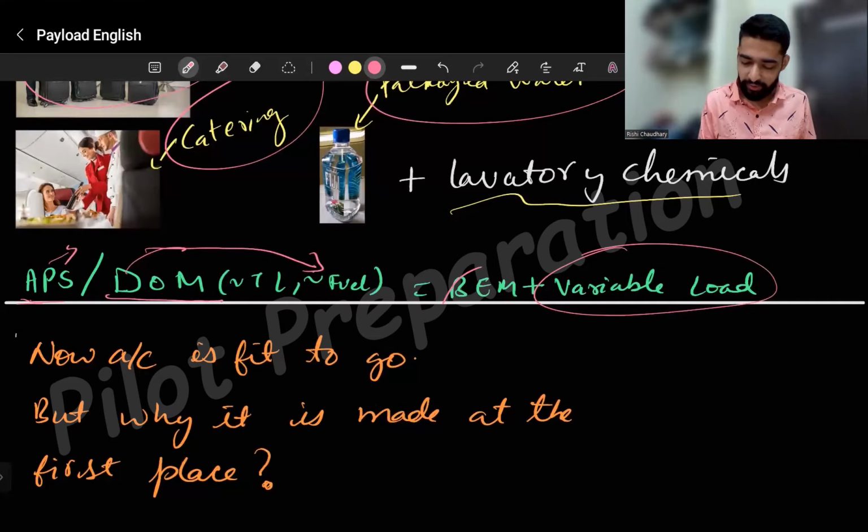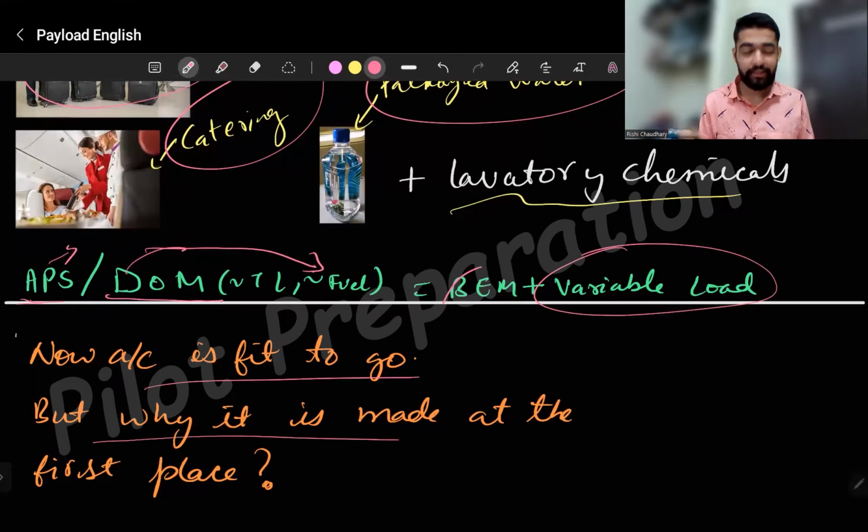So now the aircraft is fit to go, but why is it made in the first place? Very good question, isn't it? So why is it made in the first place? An aircraft is made in the first place to carry passengers, isn't it? To carry passengers and make them travel from one place to another, or to carry a cargo load.